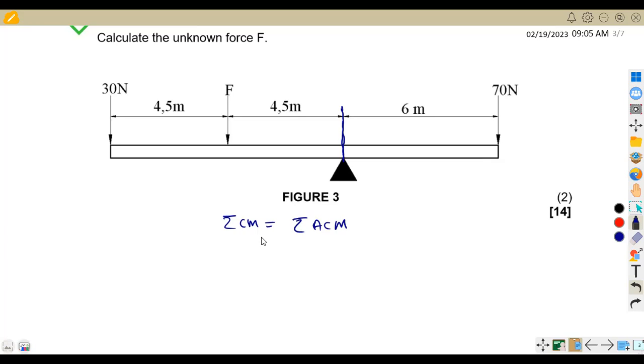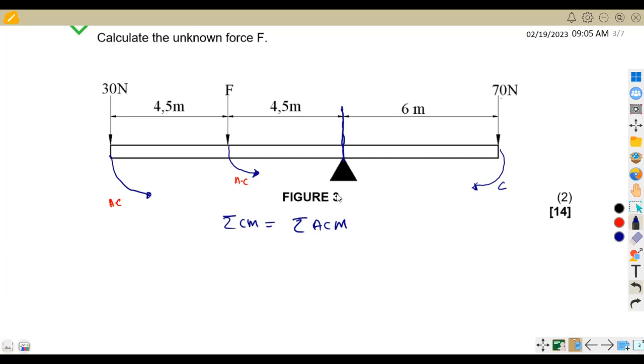Okay, so let's check from this point which forces are going to be taken in the clockwise. If we check at F, F is moving in this direction, that is anti-clockwise. We take 30, which is moving in this direction, which is anti-clockwise. Take note, this is anti-clockwise. A clockwise is like this. So here we have anti-clockwise, here we've got anti-clockwise. If we check 70 Newton here, it's moving in this direction, which is clockwise. So on the clockwise, we only have 70.